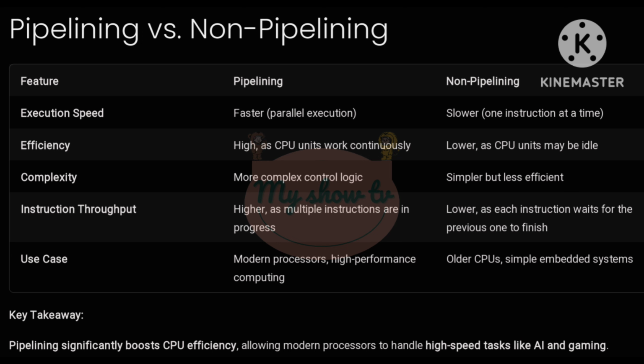Example: a modern gaming processor like AMD Ryzen 9 uses deep pipelining to execute multiple instructions simultaneously, making games run smoothly. A simple microcontroller in a washing machine uses a non-pipelined architecture because it doesn't need high-speed computation. Key takeaway: pipelining is a major advancement in CPU design, allowing modern processors to achieve high efficiency, better speed, and improved multitasking. It is essential in applications like AI, cloud computing, and high-performance gaming.